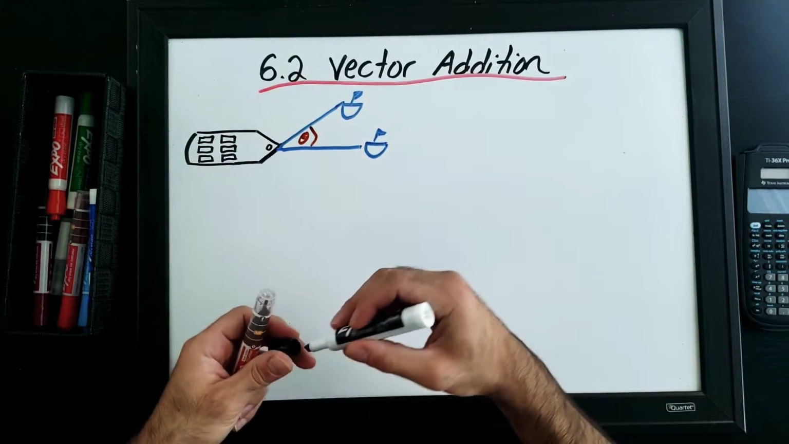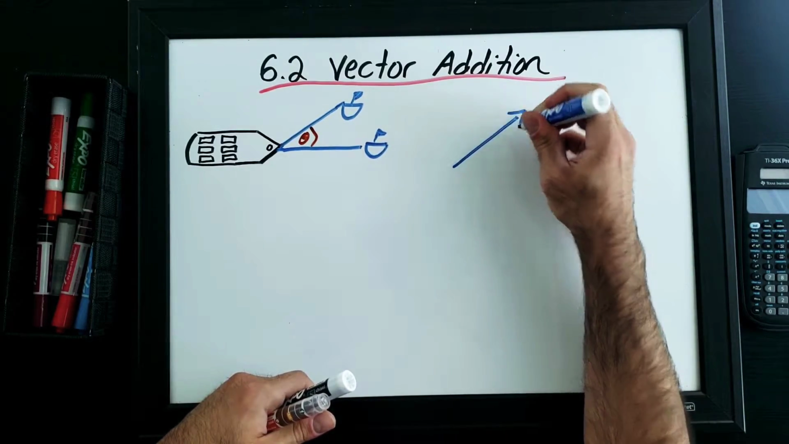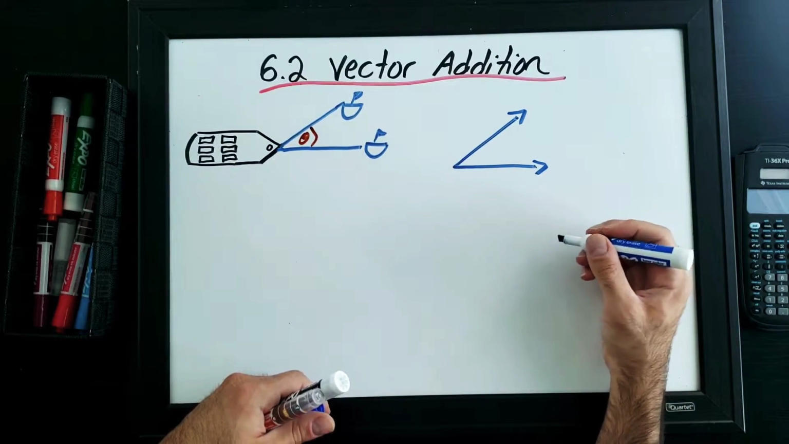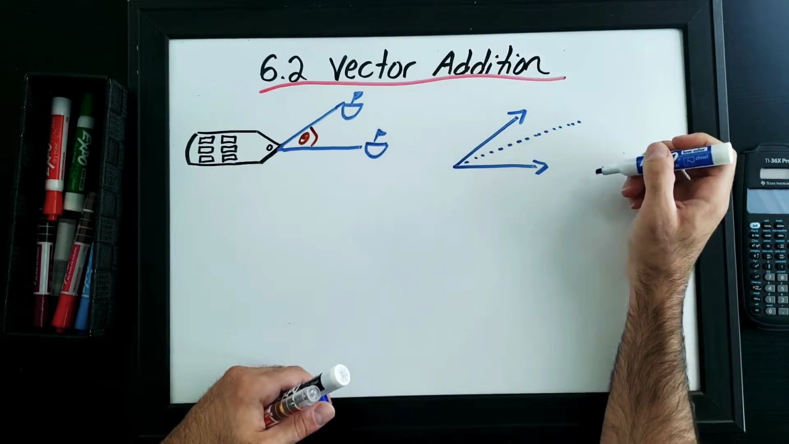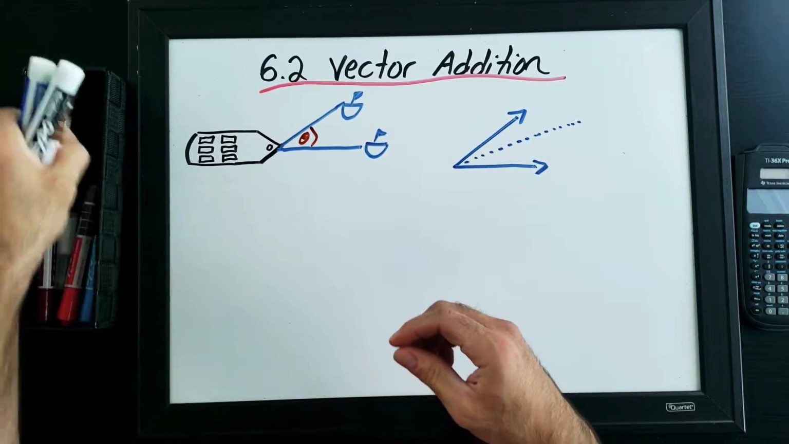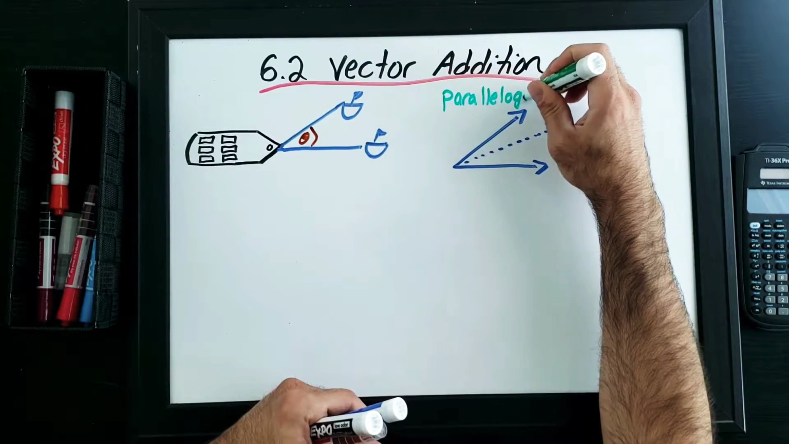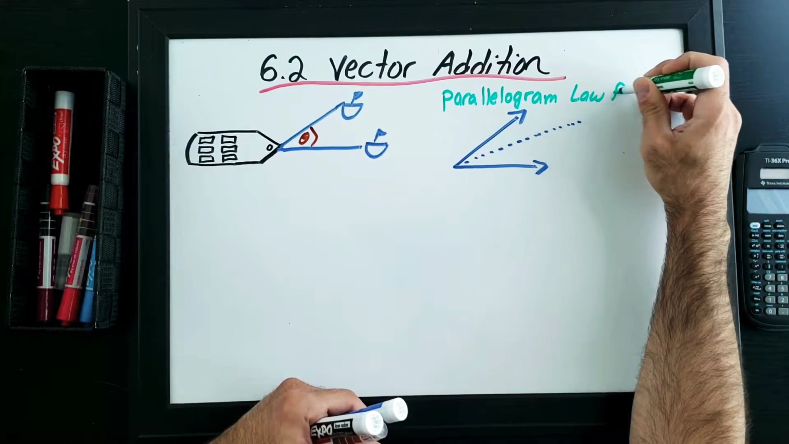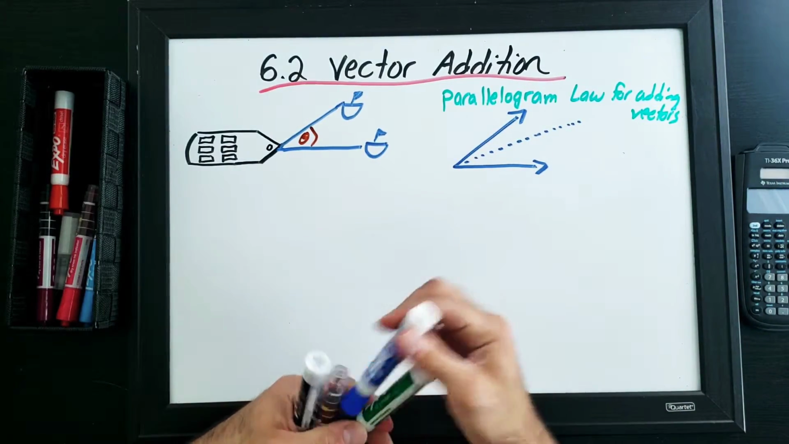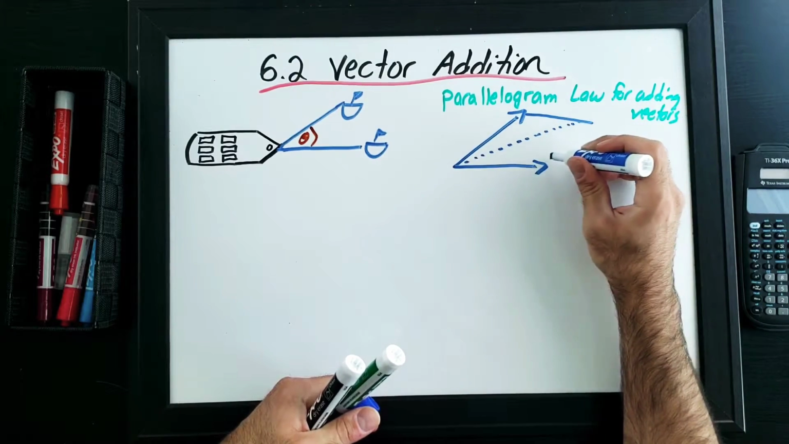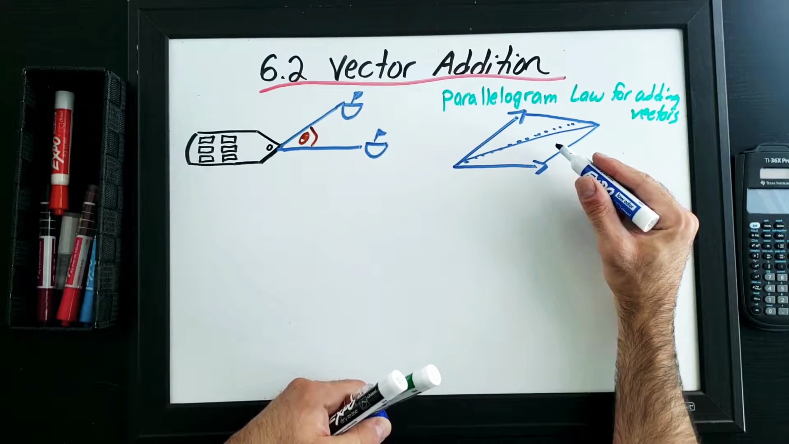I'm going to redraw it over here. You might as well use blue. If I wanted to figure out these two vectors added, it's kind of this right here. Now, how do we visualize this? Well, we can consider the parallelogram law for adding vectors, which means we can really just create a parallelogram here, and the diagonal of this parallelogram is the addition of those two vectors.